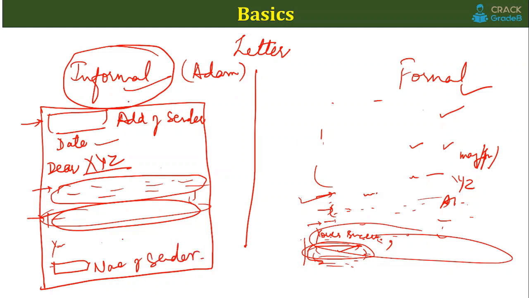Remember that in an informal letter, you don't write the address of the receiver at all. You just write the address of the sender, the date, and directly write your salutation, the gesture of respect or love or whatever. And after that, you explain your letter to the person you are sending it to. And after that, you write yours sincerely, yours truly, yours with love or whatever. And after that, you write the name of the sender.